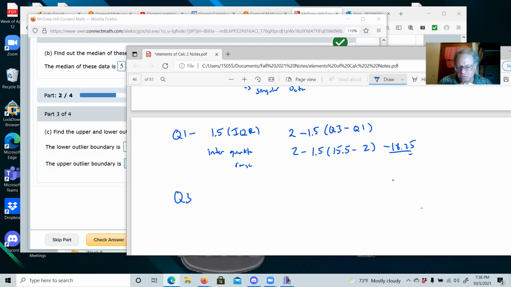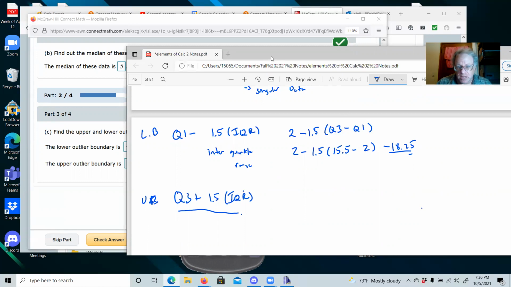Q3 plus 1.5 IQR. This is your upper fence, upper boundary. This is your lower boundary. I'll change that to a B. All right. And again, don't memorize this formula, but you do have to know how to use it. But I have put this formula on the quiz so you don't have to memorize this thing.